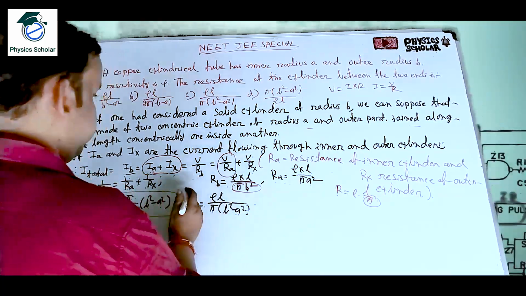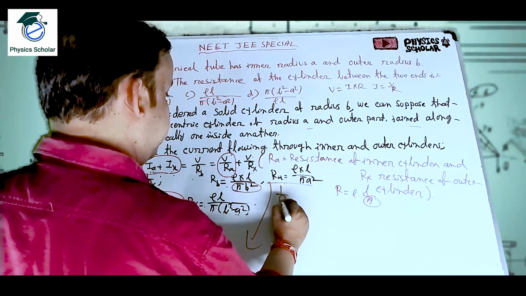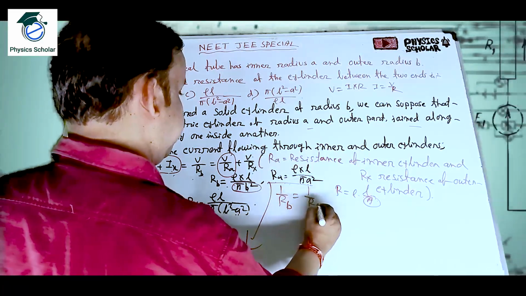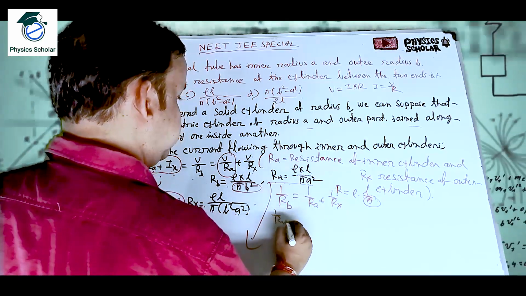So now how can we do it? I am doing the step. 1 by RB is equal to 1 by RA plus 1 by RX. So 1 by RX is equal to what?